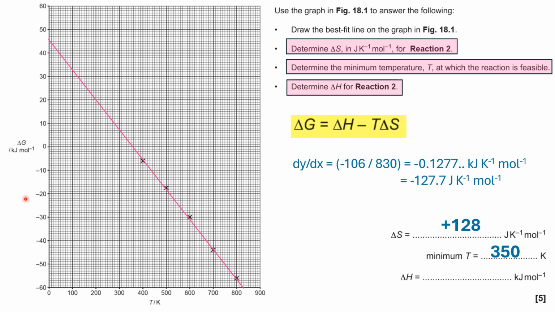So finally, you need to determine delta H for reaction 2. And like we said, delta H is the y-intercept, so it's the point at which the line of best fit crosses the y-axis. Now that happens to be 46.